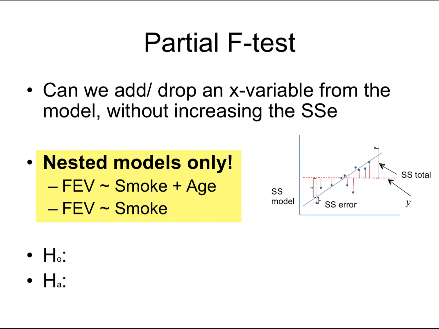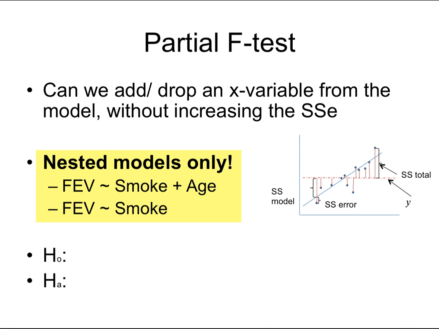A reduced model is a model that uses a subset of the x's from the full model. So the reduced model is nested within the full model. So for example, a model with smoke as the only x variable is a reduced model that is nested within a full model that includes smoke and age as explanatory variables. With the partial f-test, you're essentially comparing the full and reduced models to see if there is a statistically significant difference in the sum of squared error of the two models.